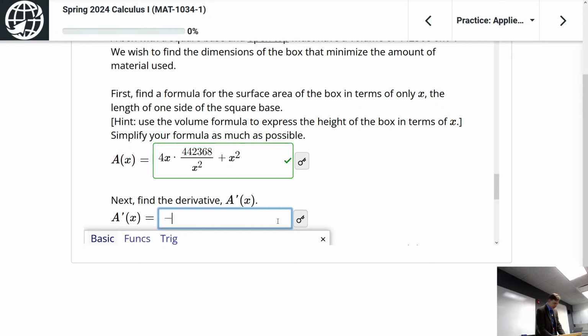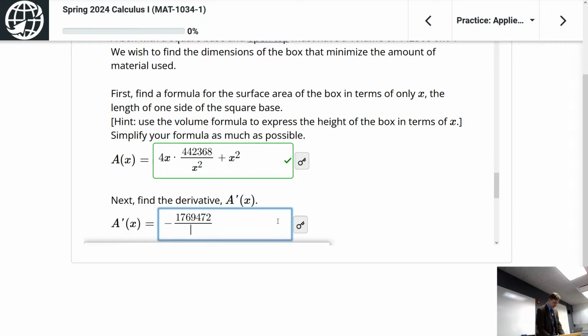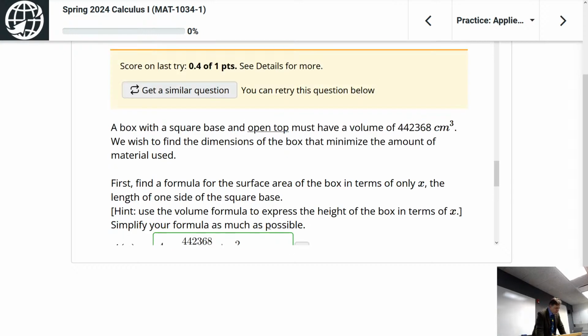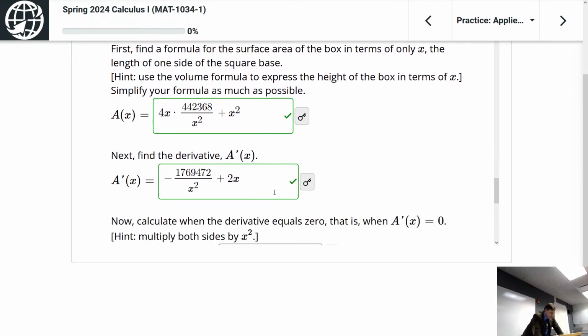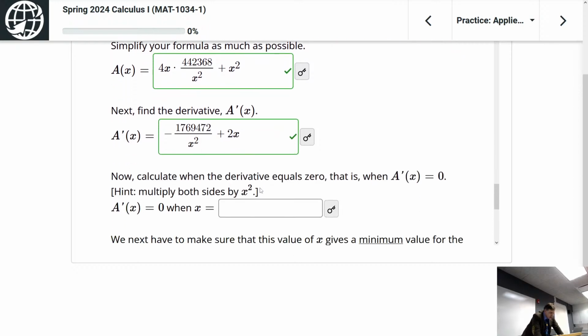Okay, so we have negative 1,769,472 times, I'll just do it over x squared, plus 2x. Are you able to check each one? Yeah, if you just leave the other ones blank, you can check them as you go. So with a problem like this, it might be convenient.